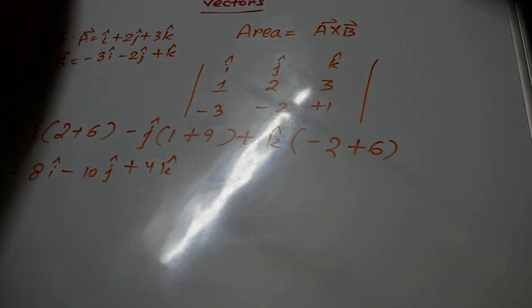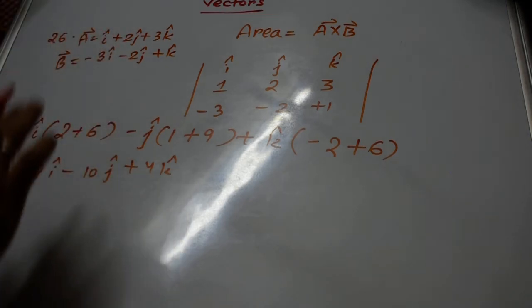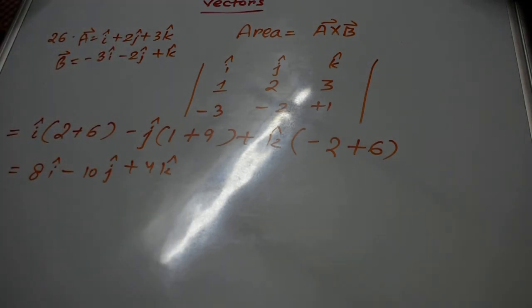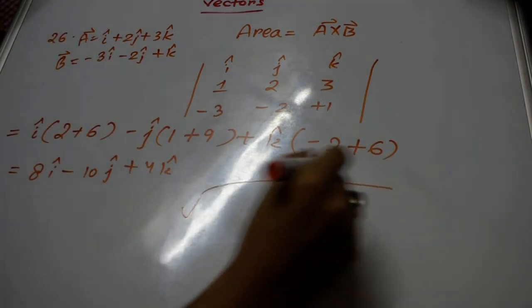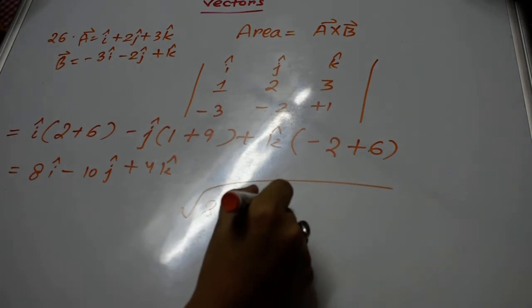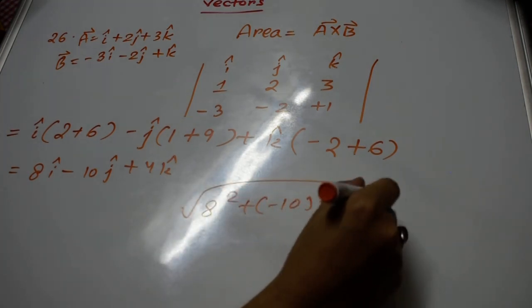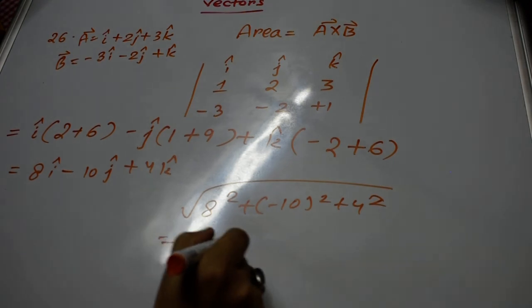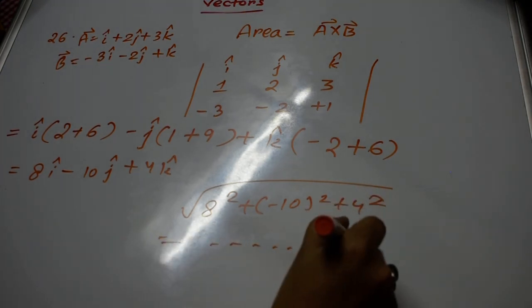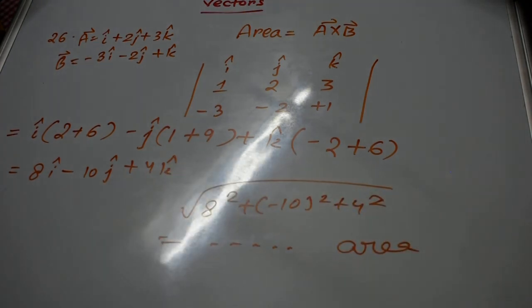This is the cross product vector A cross B. This is the vector which gives us the area. But how do we know the magnitude? Well, you already know how to do it. Root over of 8 square plus minus 10 square plus 4 square. Whatever value turns out, that is the scalar magnitude of the area of the parallelogram.